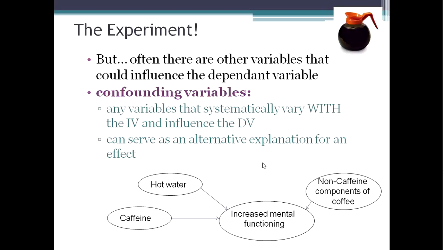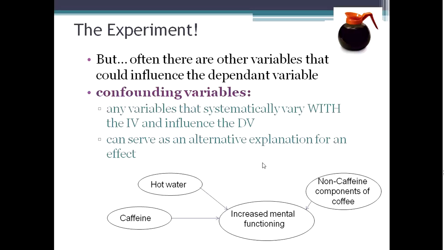When we think about our research design, we have one group of people who drinks nothing and one group of people who drinks 2 cups of coffee, right? And what makes hot water and non-caffeine components of coffee confounds is that they systematically vary with the independent variable, right? The people in the non-caffeine group are not getting hot water or the non-caffeine components of coffee. And this is a problem for us when we're doing experiments. Confounds are a huge problem because they serve as an alternative explanation.